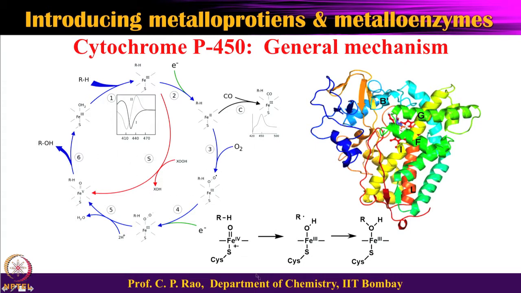Now, this forms a ferryl oxo. Ferryl oxo will oxidize the RH to R dot and OH, then this will become ROH, and this is a rebound mechanism. Okay. So, you understand now, iron is an iron oxo.